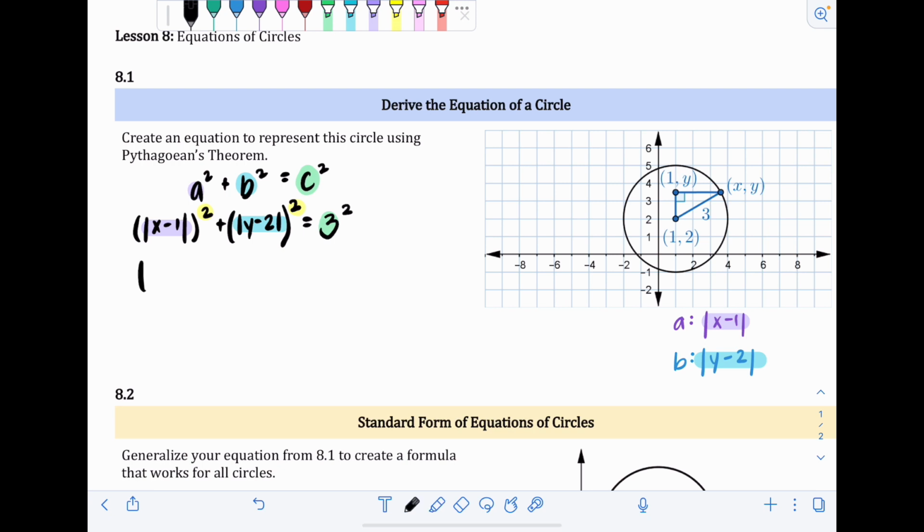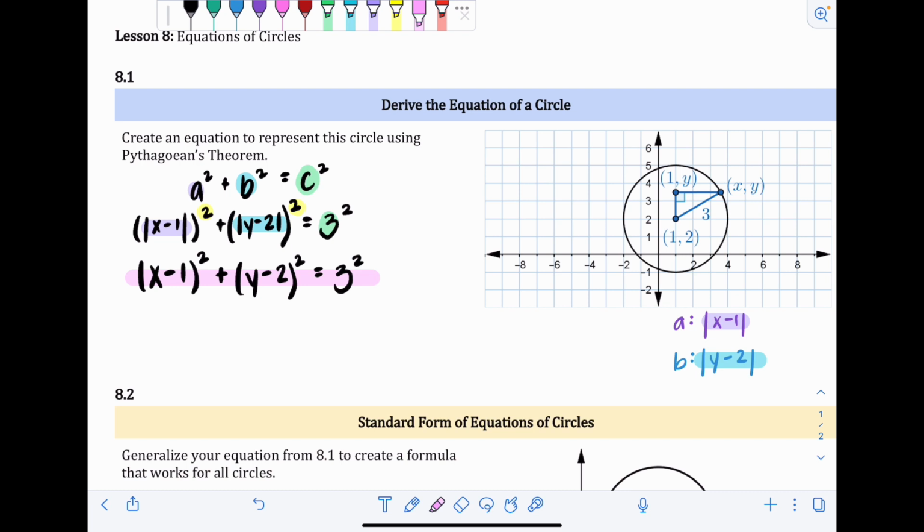So we can just say x minus 1 squared plus y minus 2 squared equals 3 squared. And we're just going to leave it like that as our final answer. So an equation of this circle, or the equation of the circle, is x minus 1 squared plus y minus 2 squared equals 3 squared.